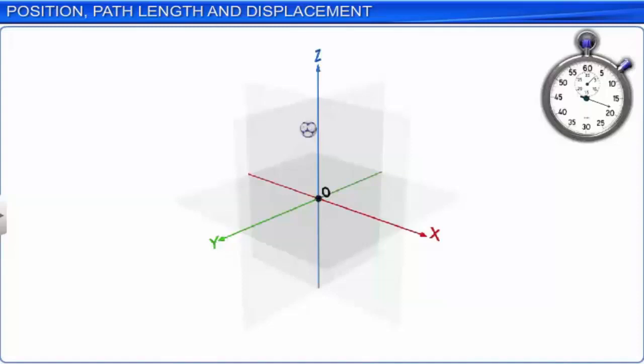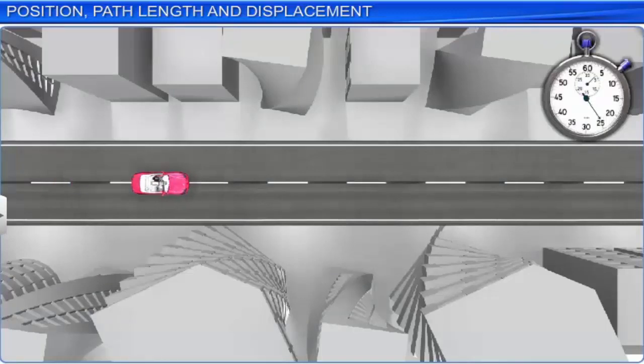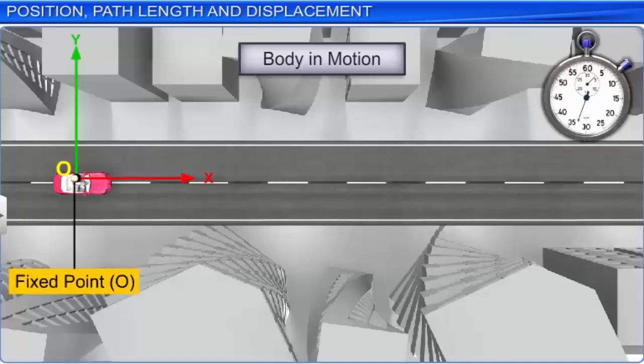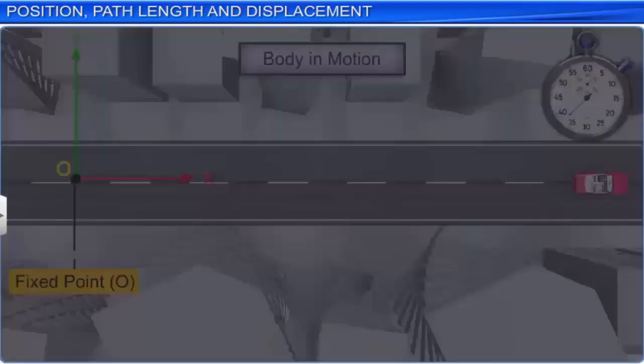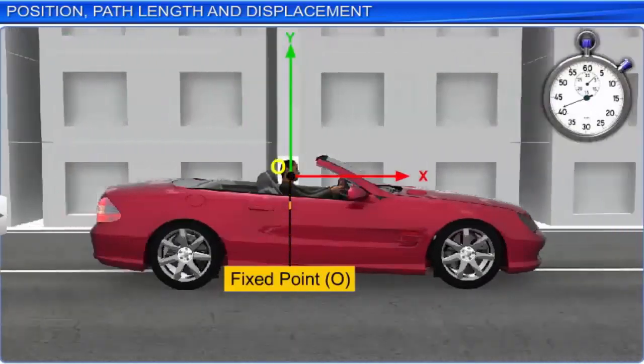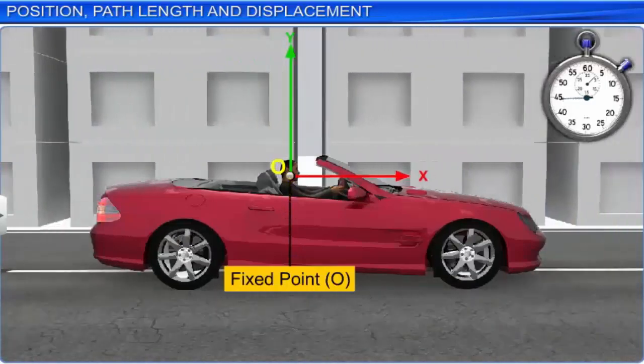A simple example of a car moving on a straight road will make this concept clear. Suppose you take a frame of reference with a fixed point on the road as the origin. We say that the car is moving. However, when you take a person sitting in the car as the origin of the frame of reference, then the driver of the car is at rest, as, in this case, the frame of reference itself is moving along with the car.